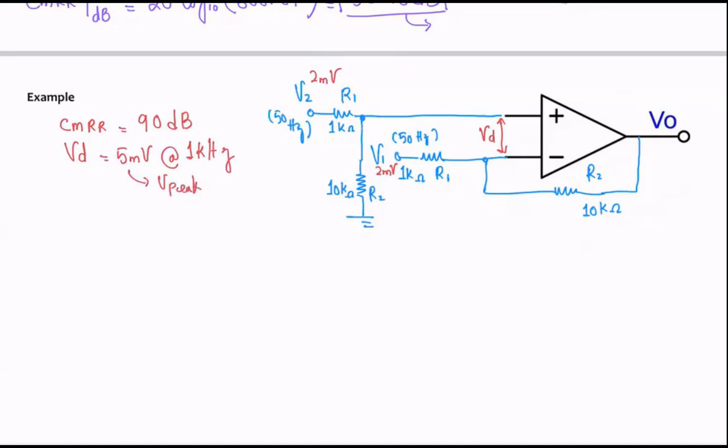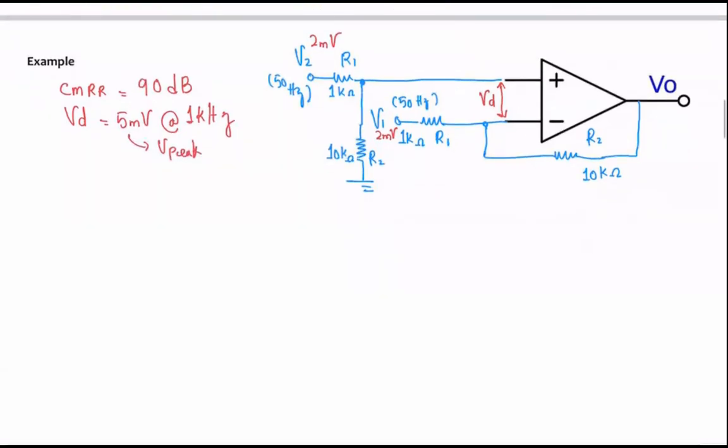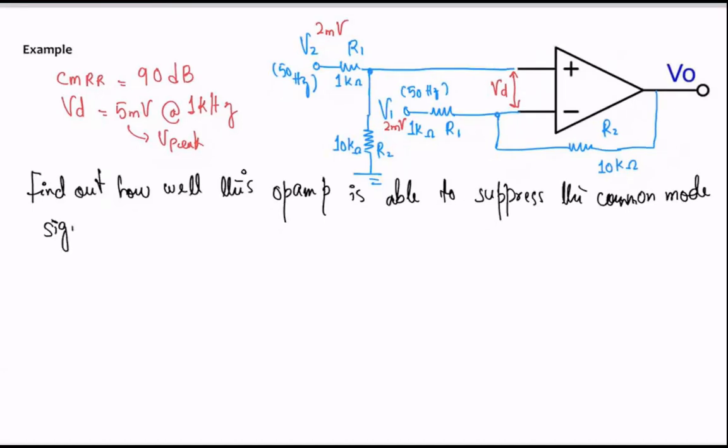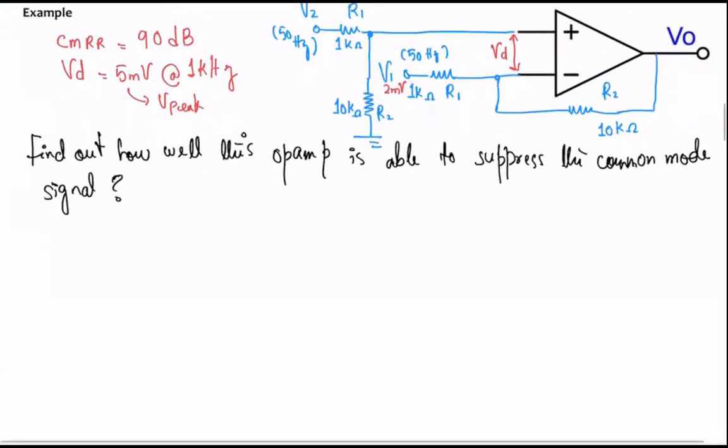All right. What do we need to do in this circuit? Well, our goal is to find out how well this op-amp is able to suppress the common mode signal. If I ask you guys what is the amplitude of the common mode signal, how much is that? Yes, folks, it is 2 millivolts, right? It's 2 millivolts over here. All right, so let's start the analysis.